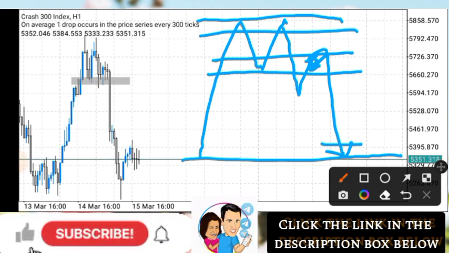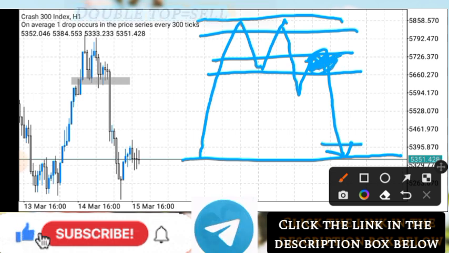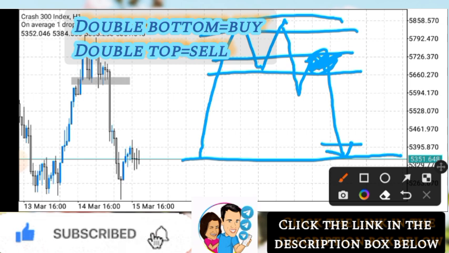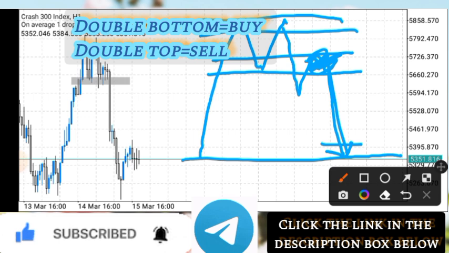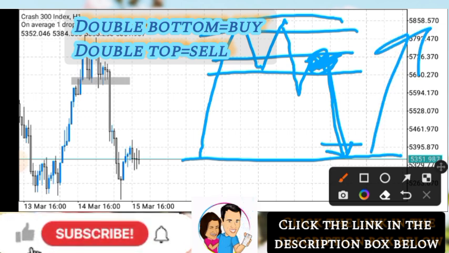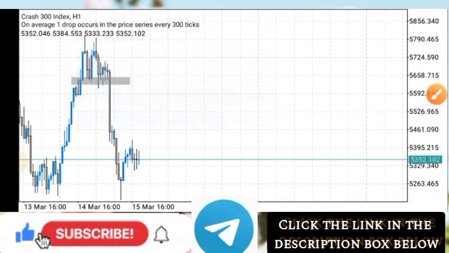Whenever I see a double top, I want to be selling. I want to look for opportunity to sell. I don't see a double top and then still start looking for opportunity to buy. When I see a double top, I want to look for an opportunity to sell. When I see a double bottom, I want to look for an opportunity to buy. Okay, I believe that's gotten.